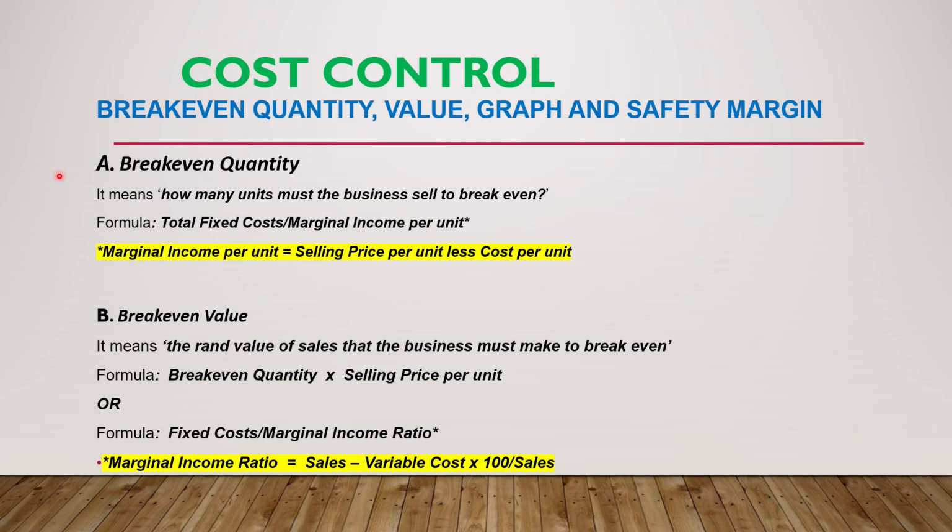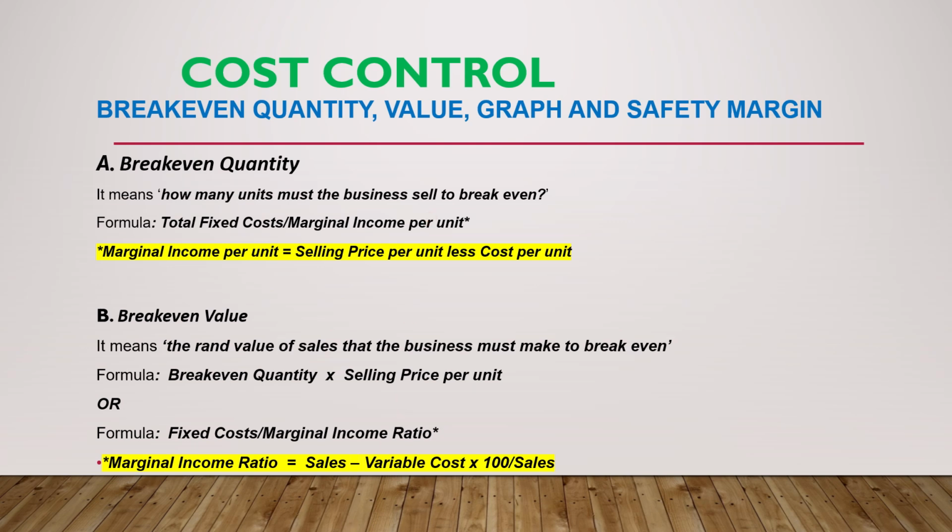Okay, so what is the break-even quantity? How many units must the business sell to break even? It simply means for the company not to make a profit or loss, they have to sell so much, maybe say 20,000 units. So when the business sells 20,000 units, they know they are not going to suffer any loss, they are not going to make any profits. That's a break-even quantity, right?